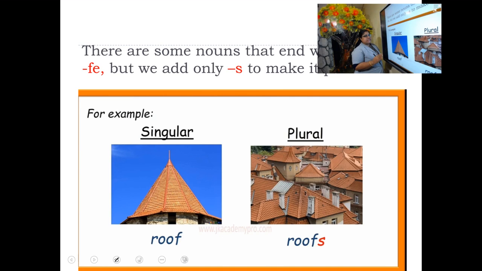This is our first rule. To change a singular to plural, you add S. The same rule we are following here also. Here we cannot remove the F from this word, so we are going to add S. If in any word it's not possible to remove F, then you add S to that word.